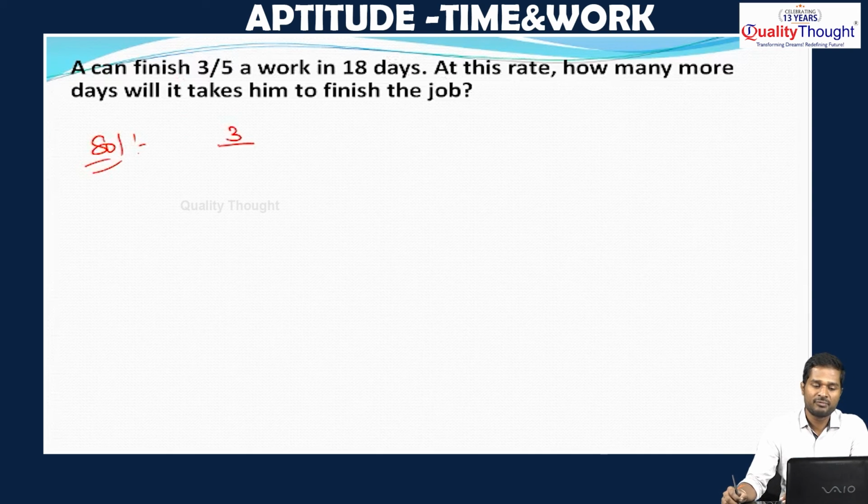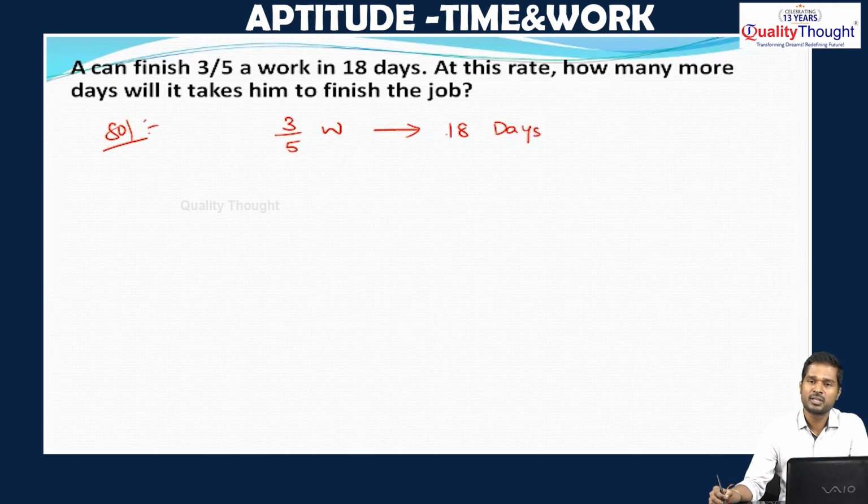So 3 by 5th of the work will be done in 18 days. This question says A can finish 3 by 5th of the work in 18 days. At this rate, how many more days will it take him to finish the job? That means A works for 18 days to complete 3 by 5th of the work. So 3 by 5th of the work is done by A in 18 days.